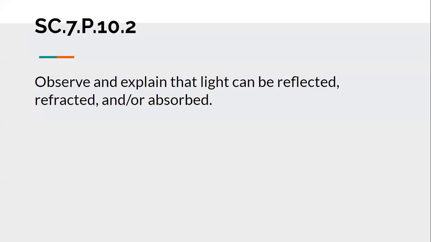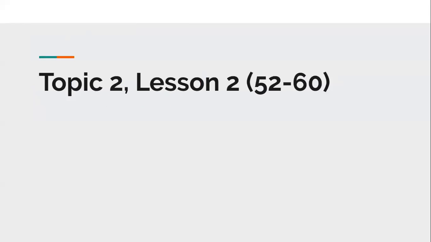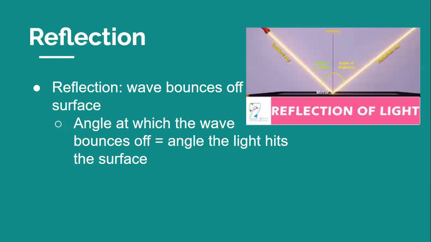So we're going to be moving on to a different standard. In this standard, we're going to be observing and explaining the light that is reflected, refracted, and or absorbed by an object. If you do have your textbook, we're on pages 52 to 60 for the next one. If you don't, don't worry, I do post enough things for you to be able to do the lesson check accurately either way.